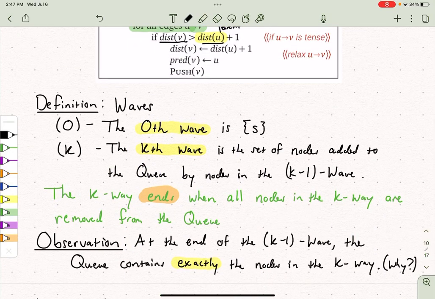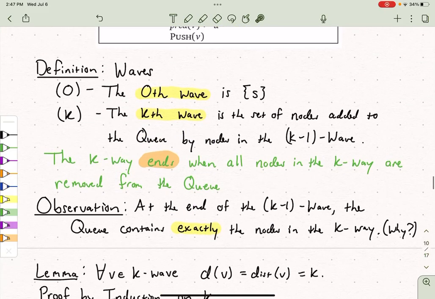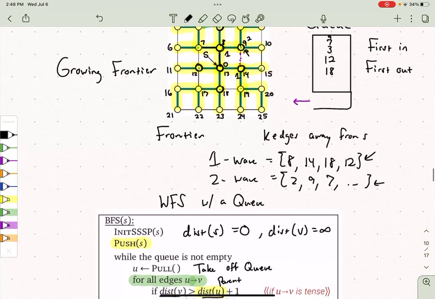We say the k wave ends when all the nodes in the k wave are removed from the queue. At the point when all of these have been dequeued and processed, we say that one wave has ended, because now we're only considering nodes of distance 2 or farther away. The key observation is that at the end of the k-1 wave, the queue contains exactly the nodes in the k wave. And this should be wave, not way. You can prove this easily by induction, but it's pretty easy just to see by thinking of the process.